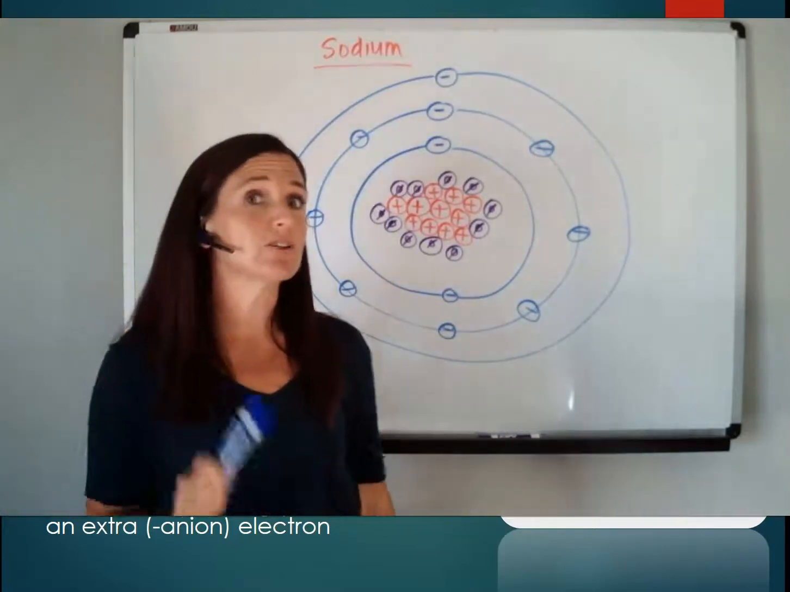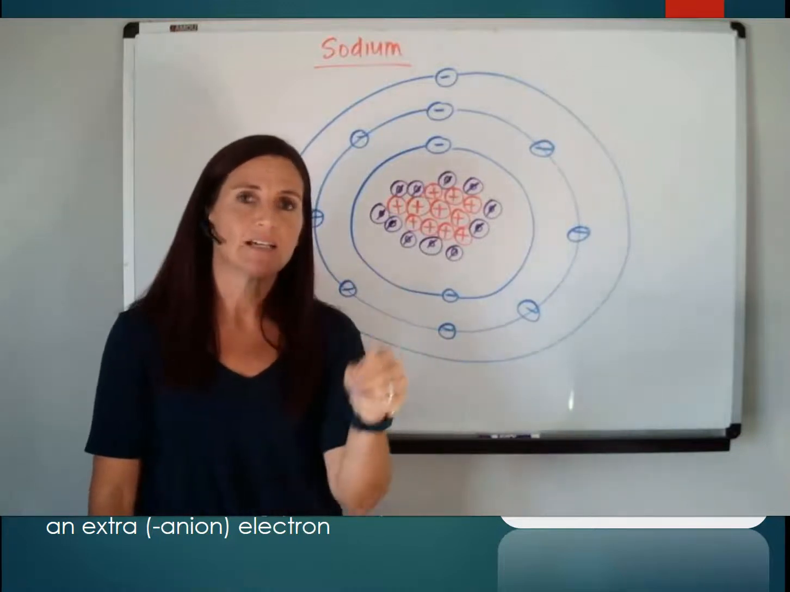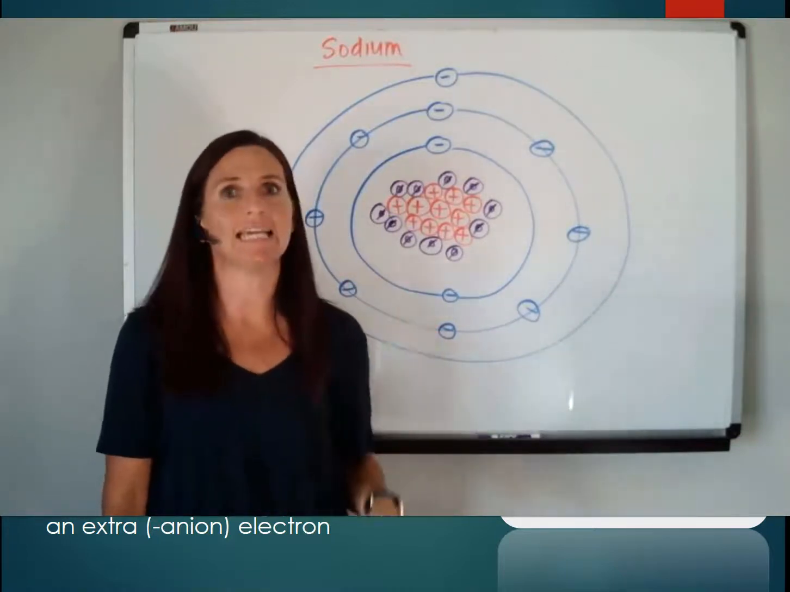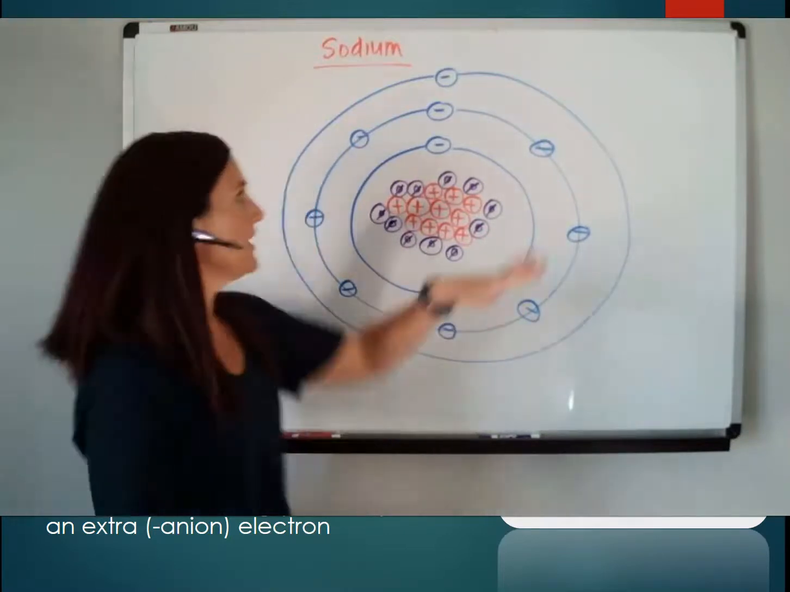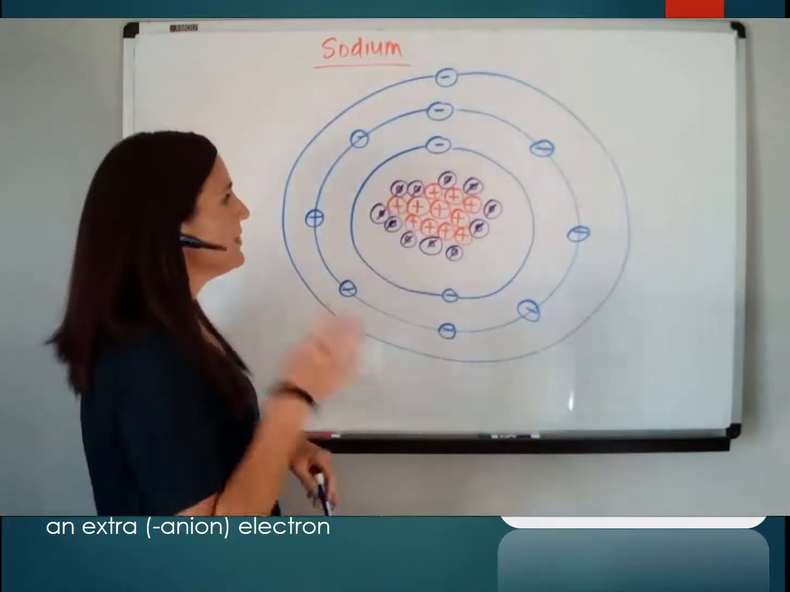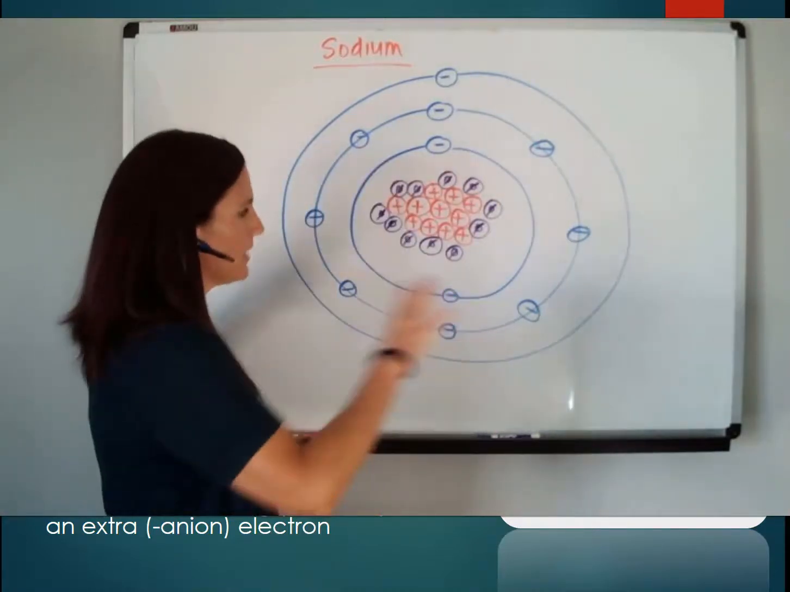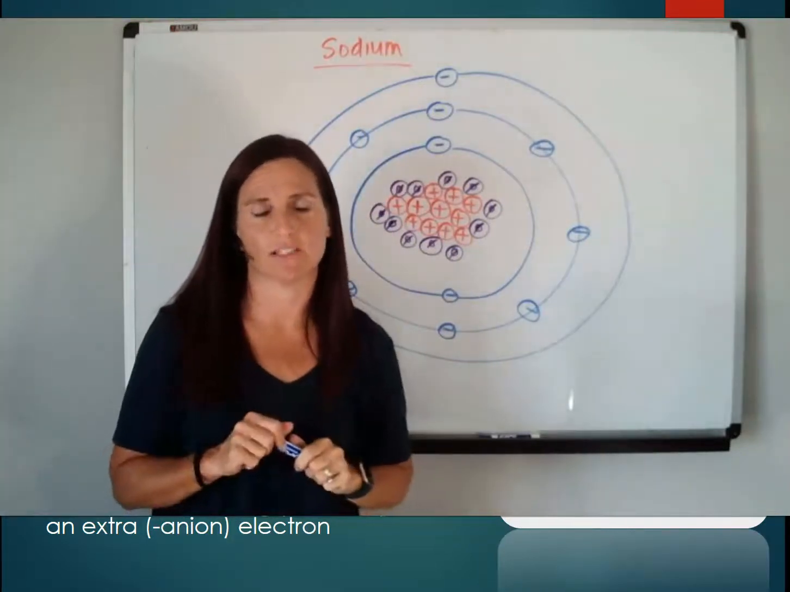Okay, so here's the deal. Every atom wants to have 8, only 8, and exactly 8 electrons in what we call its valence shell. The valence shell is the outermost shell of the atom. So in this case, this sodium has one electron in its valence shell.